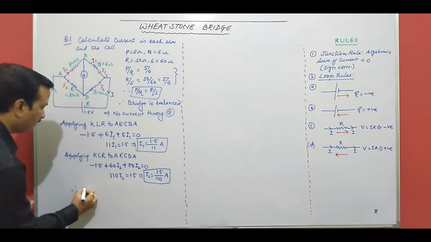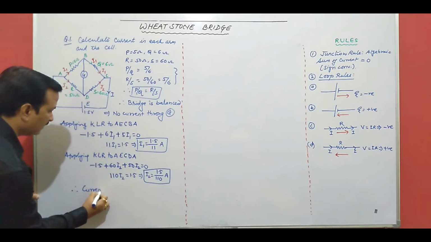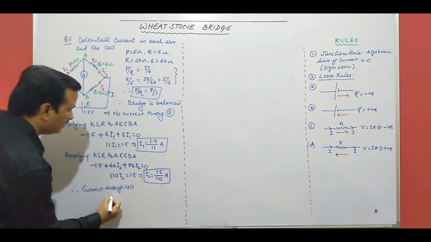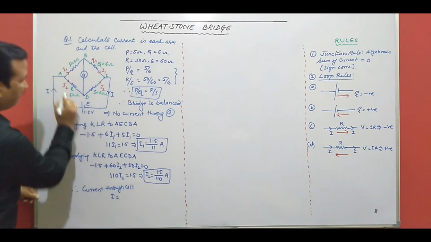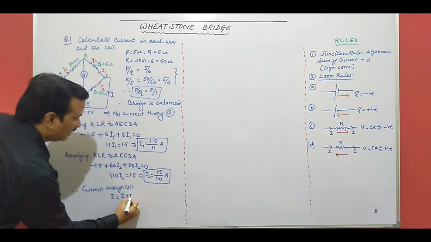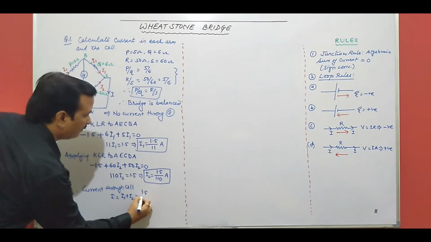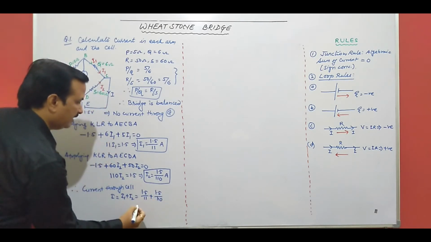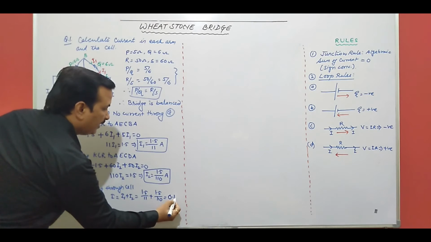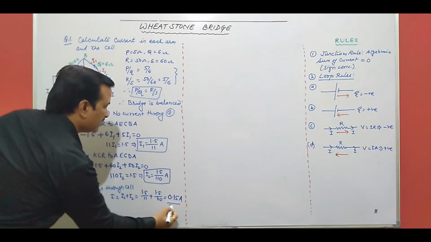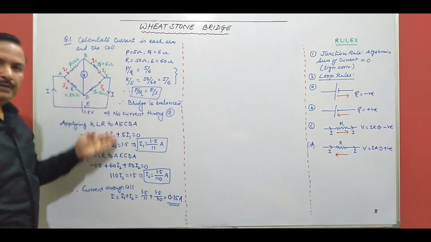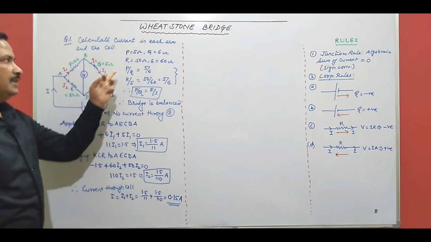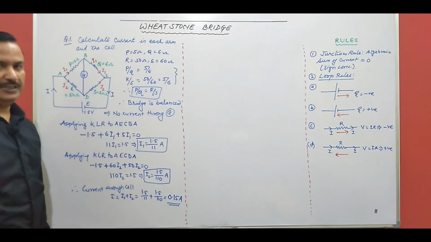Now therefore current through cell, how much? I, which is equal to I1 plus I2. This will be 1.5 upon 11 plus 1.5 upon 110. So we will get approximately 0.15 ampere. This is the current. Okay, very simple way to solve the question using Kirchhoff's rules and applying the condition of balanced bridge.